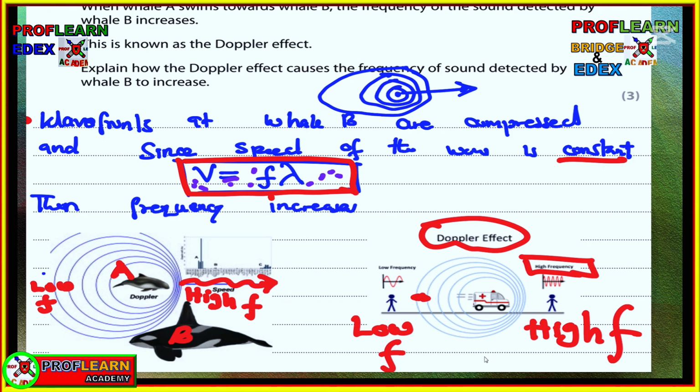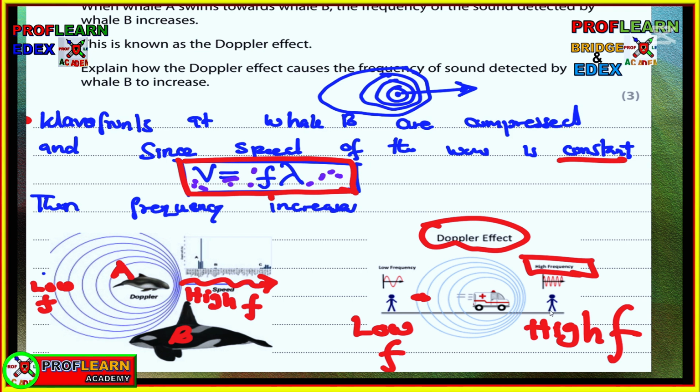This also happens when an ambulance is passing two observers. If the observer is behind the ambulance, they will hear sound of low frequency because the wavefronts are quite spaced, but this person here will hear sound of high frequency.